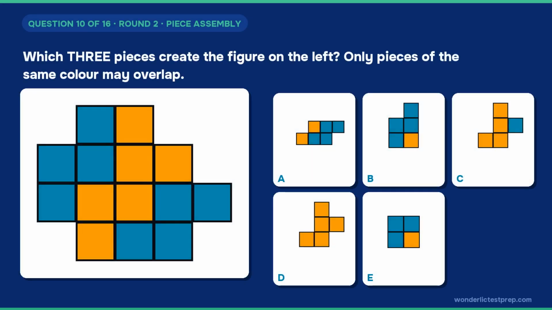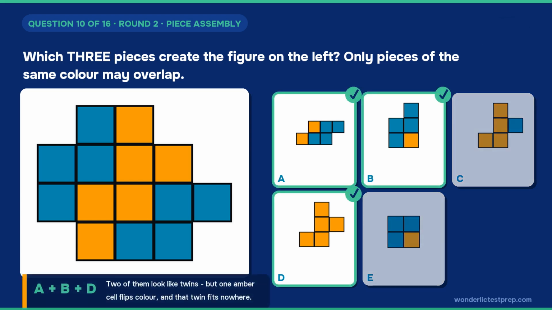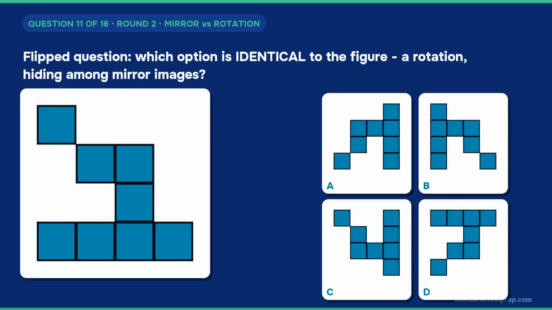Question 10. Which 3 pieces create the figure on the left? Only pieces of the same color may overlap. 15 seconds. A and B and D. Two of them look like twins, but one amber cell flips color, and that twin fits nowhere.